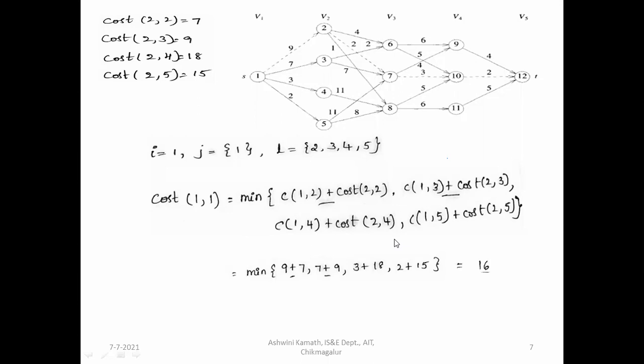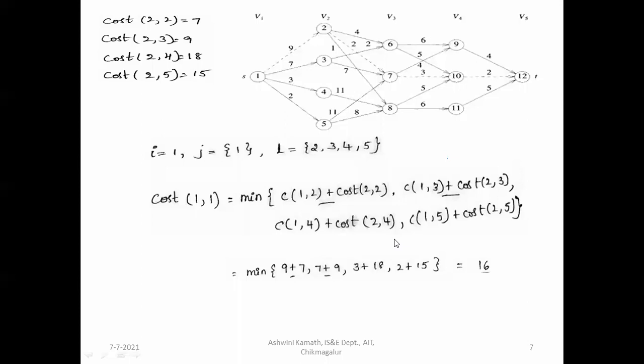Okay, among these two, 16 is the minimum value. 9 plus 7 and 7 plus 9. We are getting the minimum value from these two values. So mark both the values. That is from vertex second and vertex third. Vertex 2 and vertex 3, we are getting the minimum path. Okay, and the cost of the path from source node to the sink node is 16. Okay, we have got the answer.